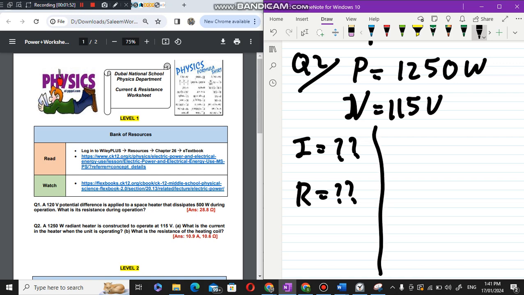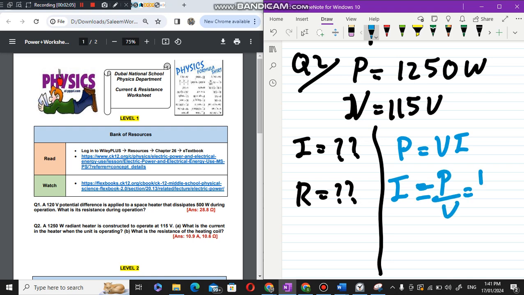So we can use the following to find current. So we know that power equals voltage times current, which means that current will be equal to power over voltage. So power, which is 1250, divided by the voltage, which is 115. So we get that current is 10.86 amperes.